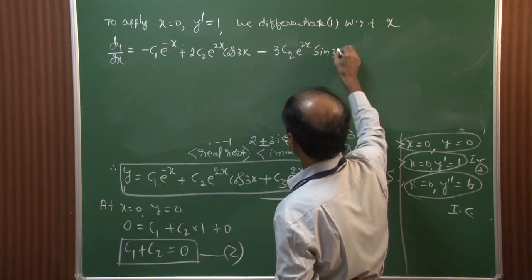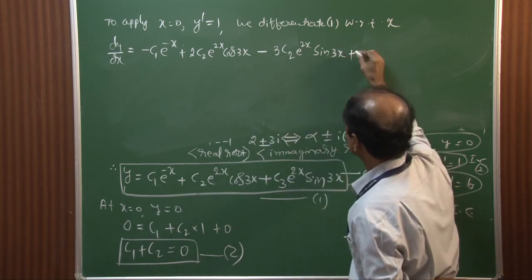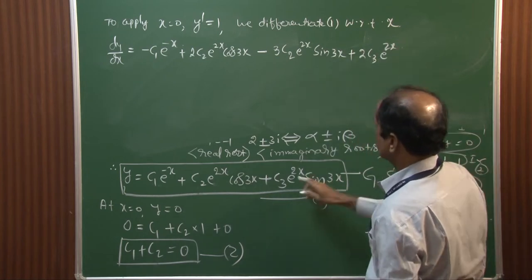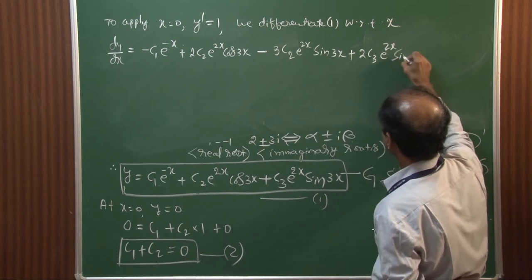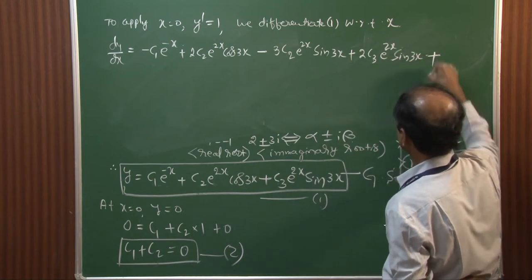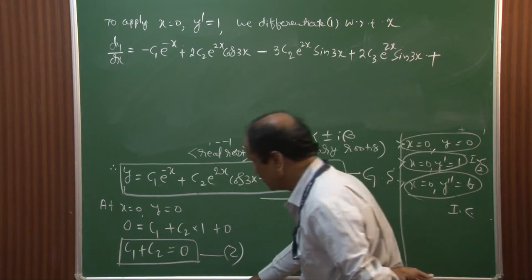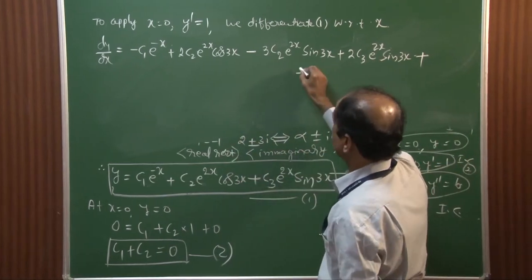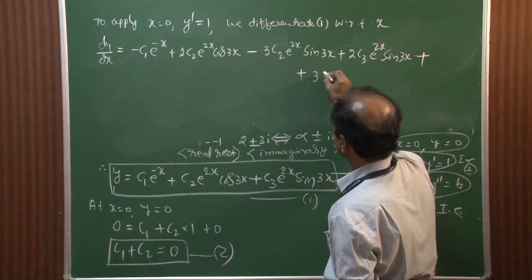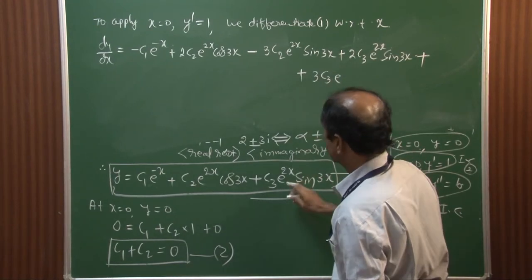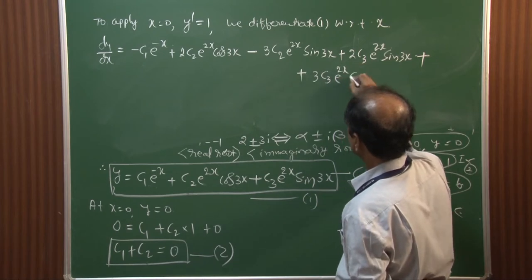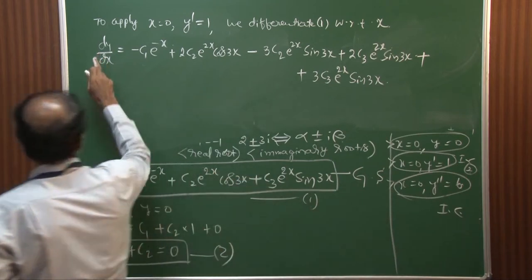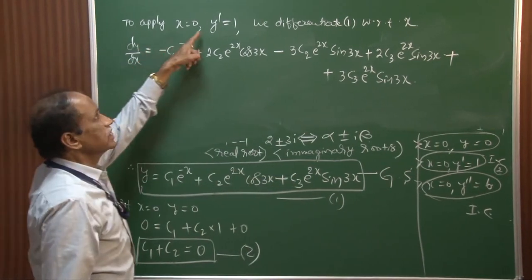and plus 2 times c3 e to the power 2x sine 3x, and plus, because sine gives us plus cos, 3 times c3 e to the power 2x into cos of 3x. Now, this is dy by dx. Now, you have to make use of this initial condition.